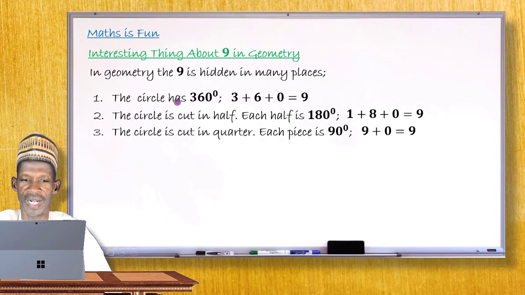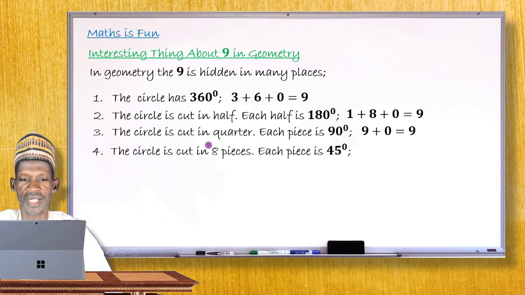Let me divide my circle into 8 parts equally. Dividing the circle into 8 parts, each piece will now have an angle of 45 degrees. 45 degrees is obtained by dividing 360 by 8. And if you add those two digits, 4 and 5, you still have the same number 9.